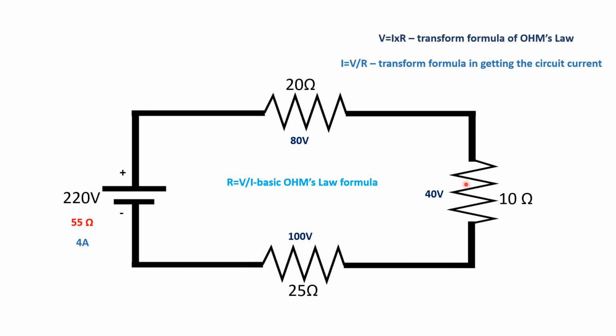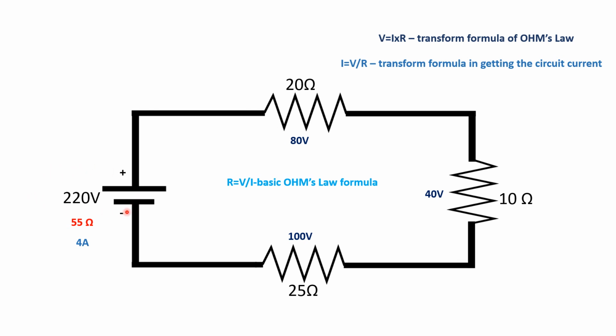There's a way to double check this. We know that the total circuit voltage is 220 volts, so we just have to get the sum of these three voltages, and it has to be equal to 220 volts. So 100 plus 40 is equal to 140, and 140 plus 80 is equal to 220 volts.